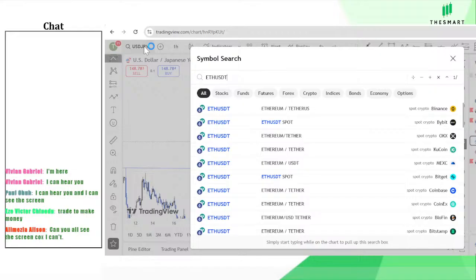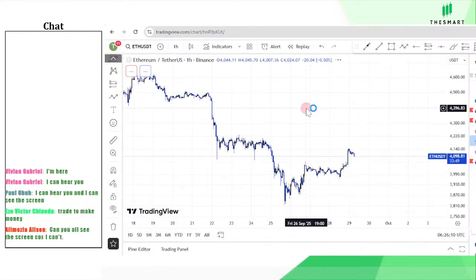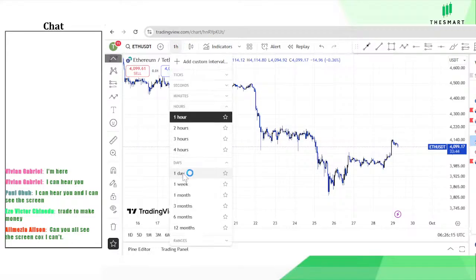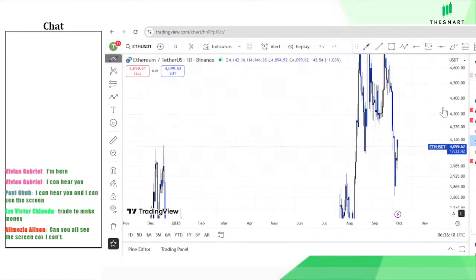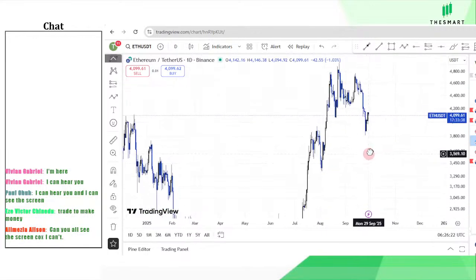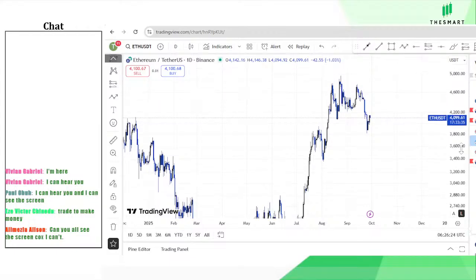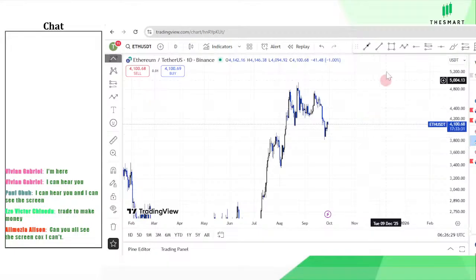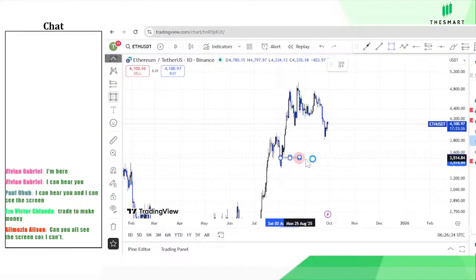Okay, so let's look at Ethereum. Looking at Ethereum from the daily time frame, looking at the most recent price action, what can we see on Ethereum? Okay, I can see it now. Thank you.